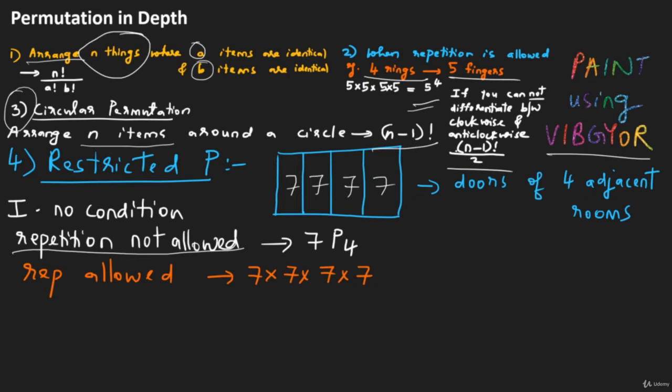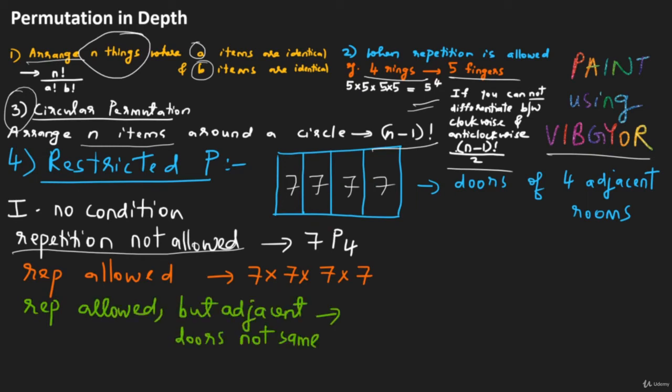Now, the next question is, say repetition is allowed, but adjacent doors should not be of the same color. That is, you can use the same color again, but if you have painted one door in a particular color, the door that is adjacent to it should not be painted in that color. Alright, so the first door, let me number these doors as 1, 2, 3 and 4.